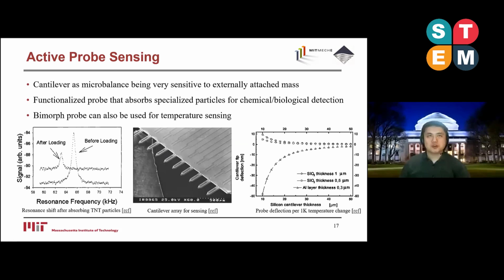With the small probe footprint, we can use it to sense variations in small mass. For example, if the active cantilever probe is functionalized with specialized materials that can absorb certain particles, the added mass will cause a shift in the resonance peak that can be detected and used for sensing. An array of cantilevers functionalized with different materials can be used as an electronic nose to measure various particles. This bimorph structure can also be used for actuation as well as for temperature variation sensing, because external temperature change can result in the deflection of the probe.